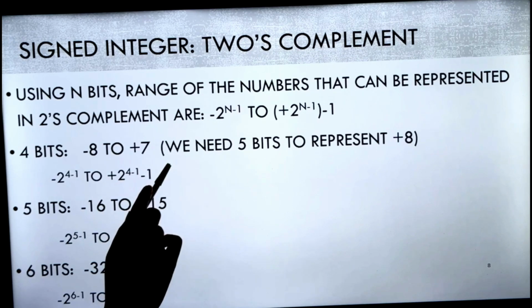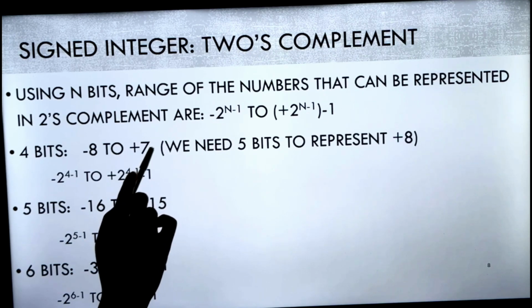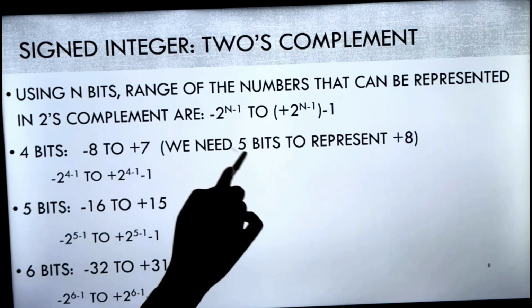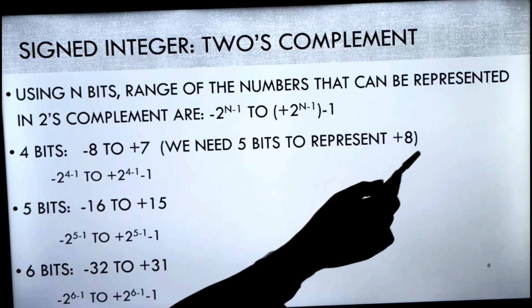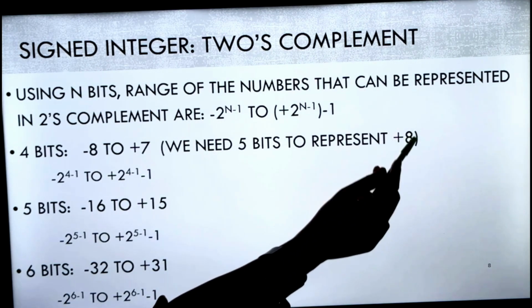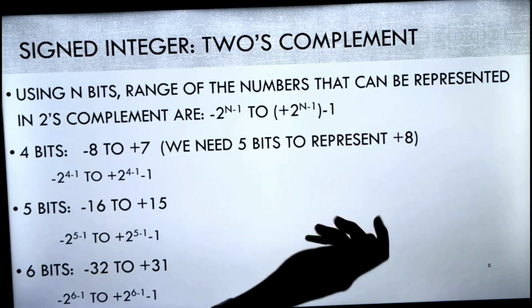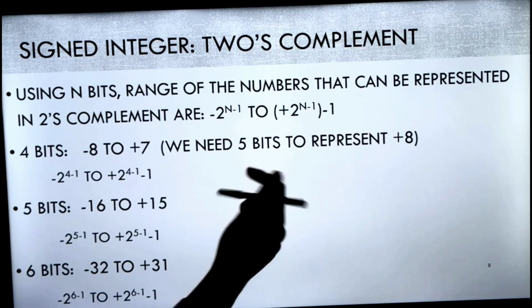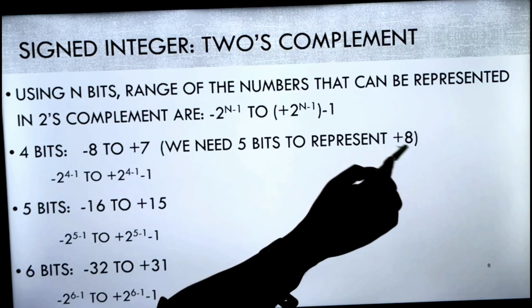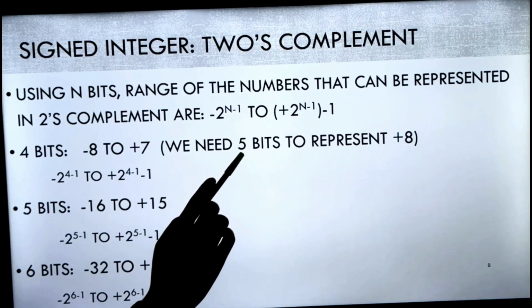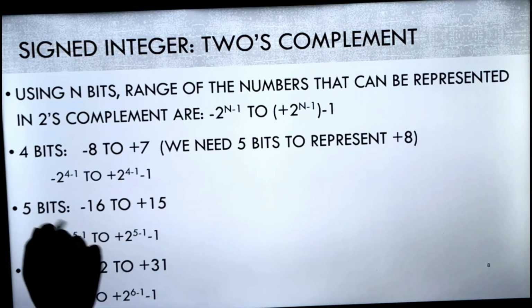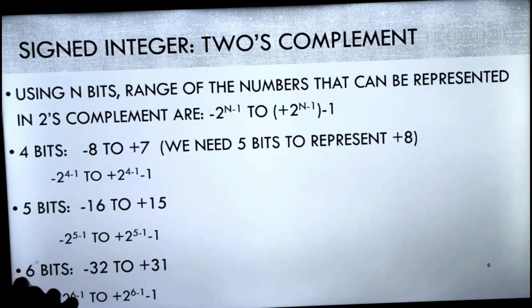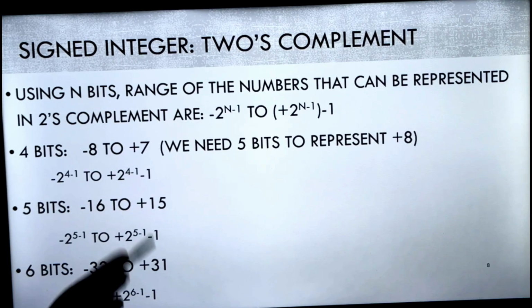You understood that? That means to represent plus 8 in 2's complement, we need 5 bits. You have to remember this. We know 8 can easily be represented using 4 bits for unsigned. If I ask you to represent 8, you will take 4 bits only, not 5 bits. But in 2's complement, plus 8 cannot be represented in 4 bits. You need 5 bits. Similarly, with 6 bits, it will be minus 2 to the power 6 minus 1 to plus 2 to the power 6 minus 1, and so on.